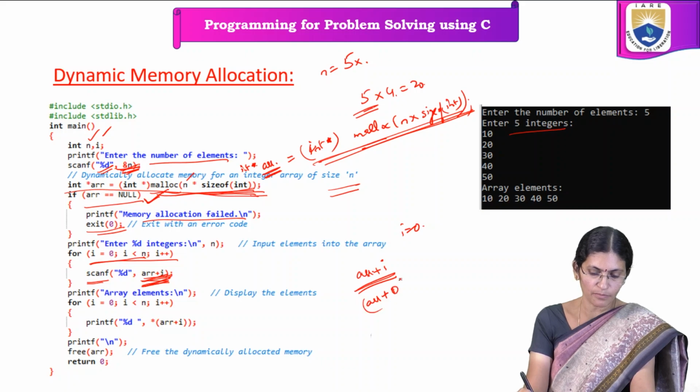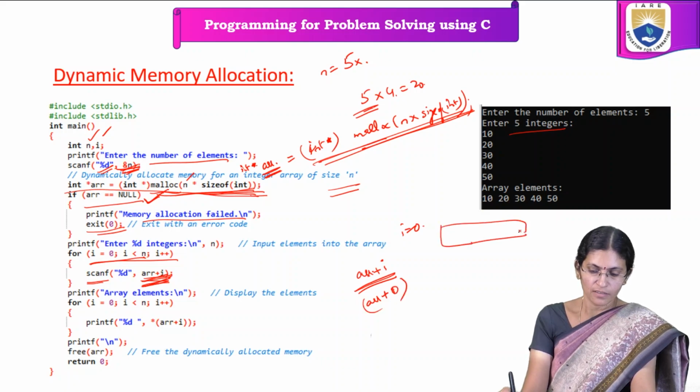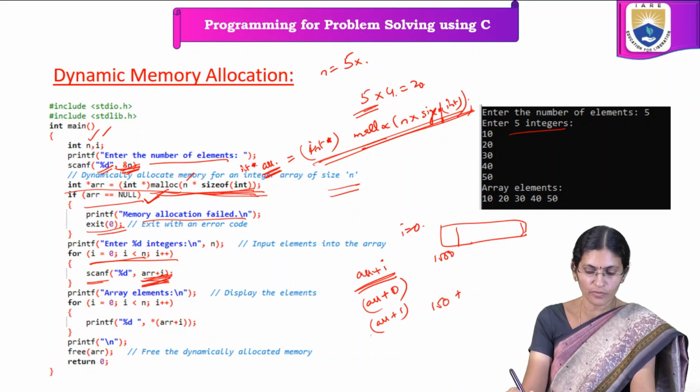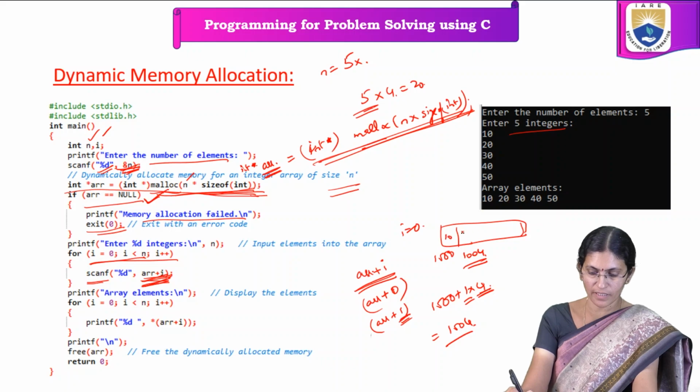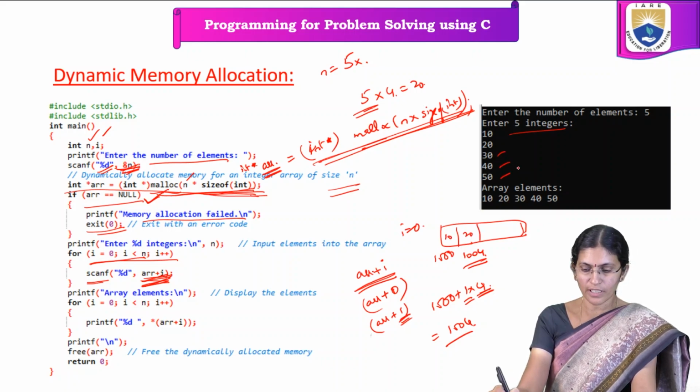ARR plus 0 means the first element. Suppose this is the address 1000. The first element is stored at this particular location. Then ARR plus 1 means 1000 plus 1, as we have seen in pointer arithmetic. Plus 1 means 1 into the size of integer. Since this is a pointer to an integer, the size of integer is 4. So this will be 1004. At this address, the next value given by the user will be stored. Suppose the user is entering 10, 20, 30, 40 and 50.